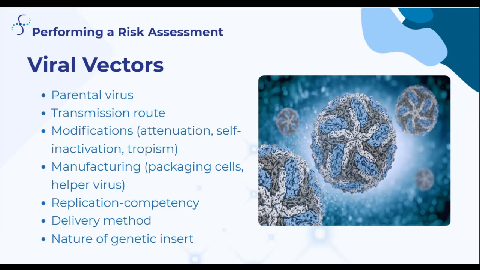The viral particle's assembly process also plays a role. The use of helper viruses can introduce risks of recombination or contamination if not well controlled. A critical factor is whether the vector is replication competent. Even rare events leading to the restoration of replication can significantly change the risk profile.